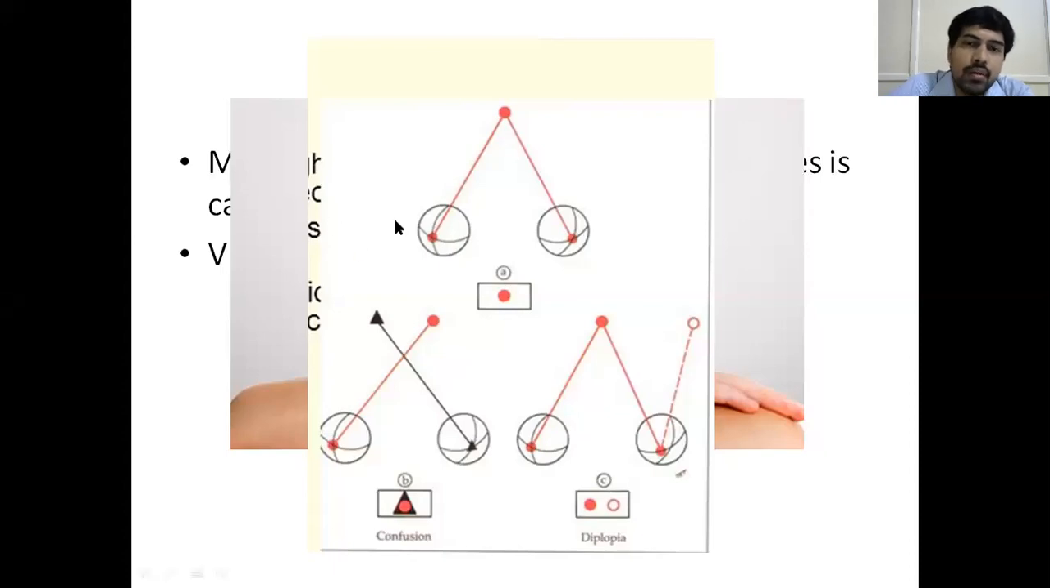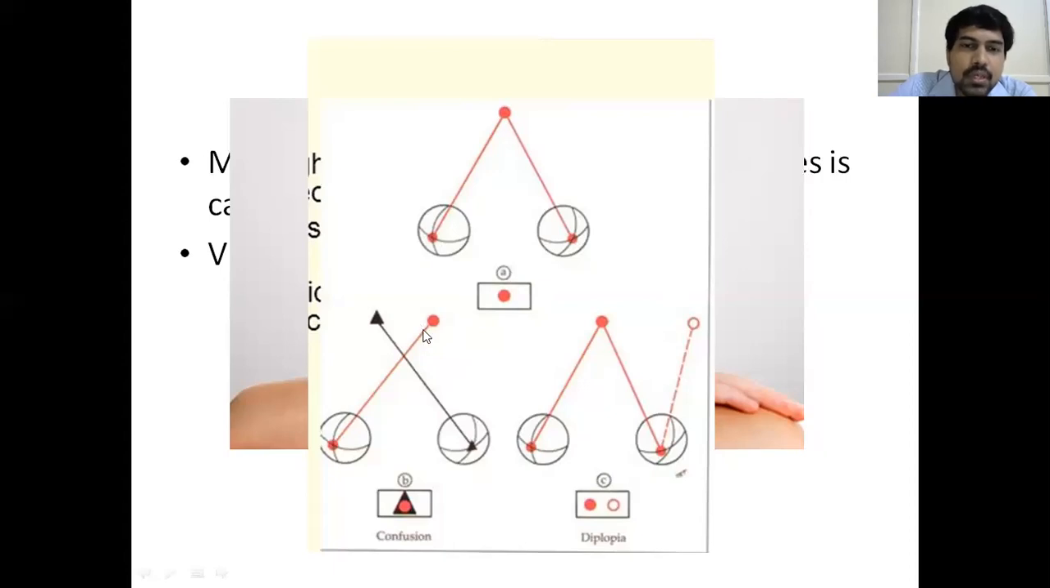So in orthophoria, both eyes are looking straight. The image of the object falls on the fovea of both eyes, that is the intersection of these two lines here for diagrammatic representation. And in the brain, in this rectangle box here, these two images are fused as one image, and a single image is seen. That is what happens in a normal person.